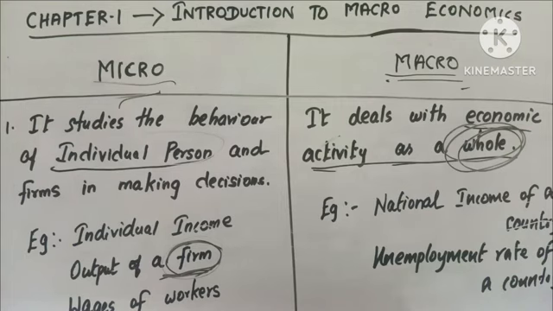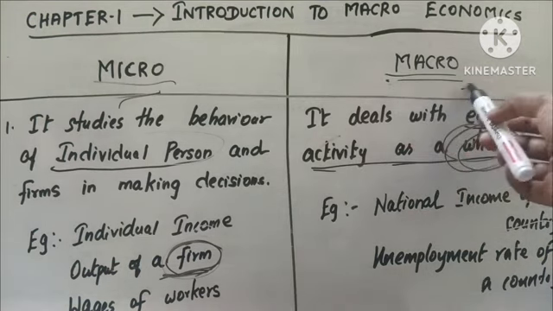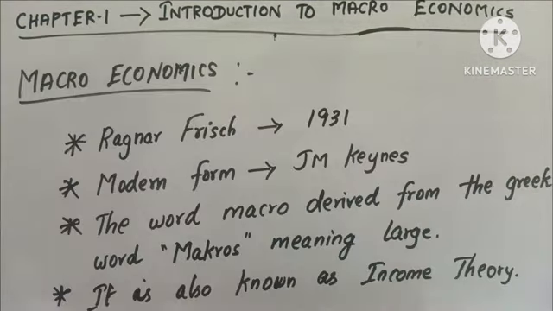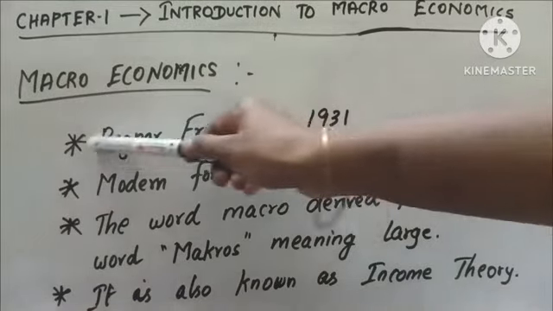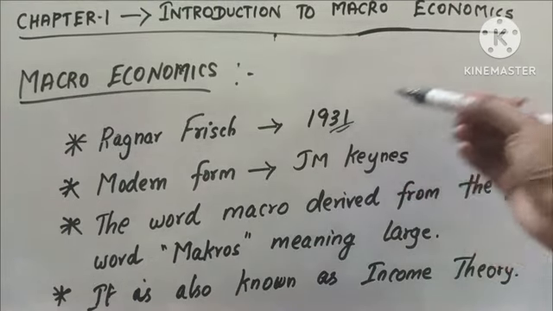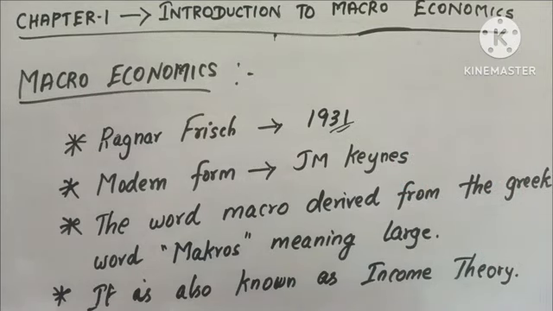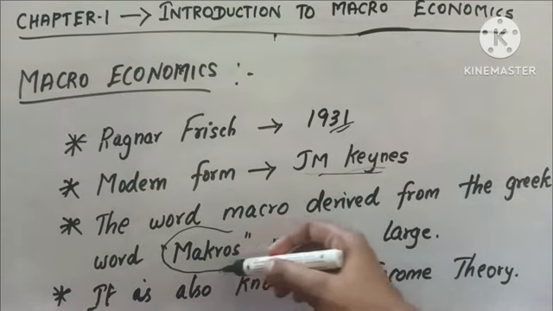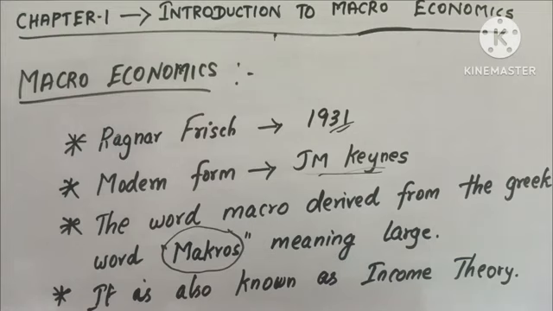Let's discuss macroeconomics in detail. Ragnar Frisch, a Norwegian economist, coined the words macro and micro in the year 1931. Macroeconomics in its modern form began with J.M. Keynes. The word macro is derived from the Greek word macros.